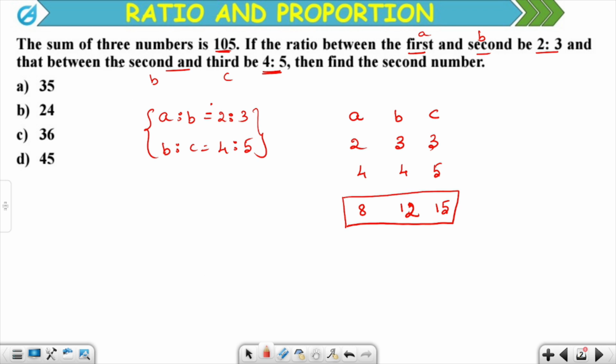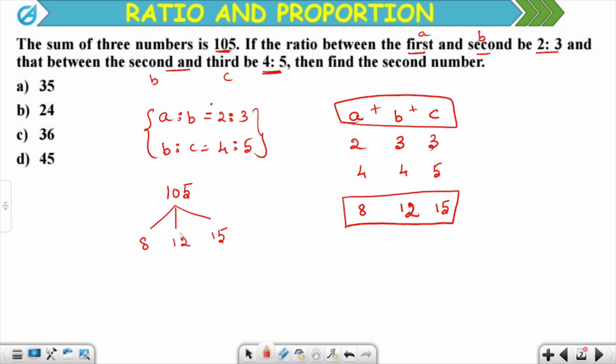Now they are telling us the sum of the three numbers is 105, that is A plus B plus C is 105. Then find the second number. Indirectly they are telling us to divide this number 105 in the ratio 8 is to 12 is to 15.